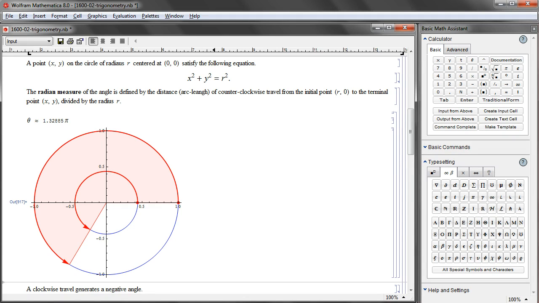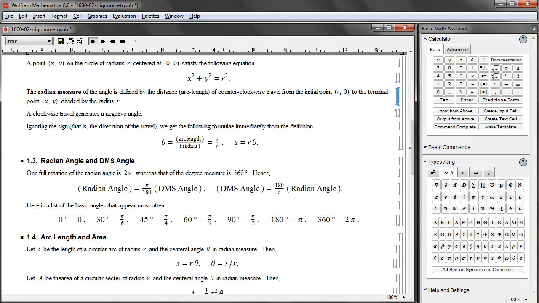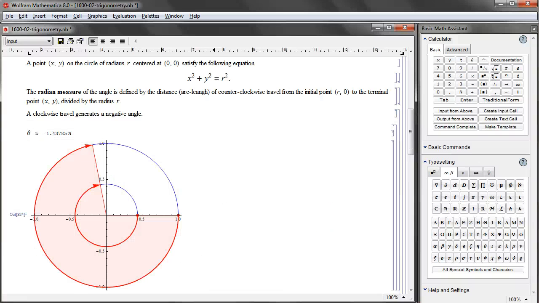Consequently, as long as we have the same terminal ray, we have the same angle even if we have different arc length, as we see over here in this visualization. With two different radii and two different arc lengths, we still have the same angles because they share the same terminal ray. If the rotation is clockwise, then the angle is negative.